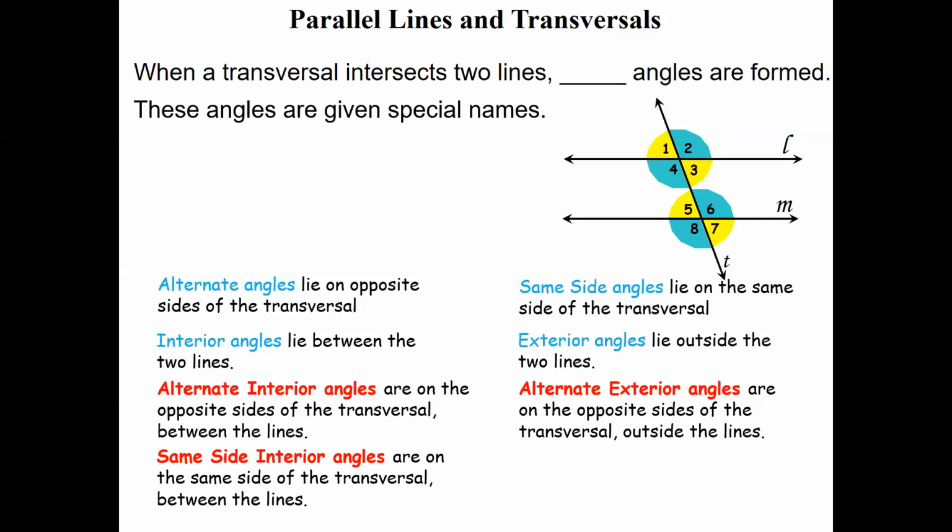Same side interior angles are on the same side of your transversal and between the lines. So same side interior would be 4 and 5, or 3 and 6. They're on the same side of my transversal, but they must be between the lines. So 4 and 5, or 3 and 6.